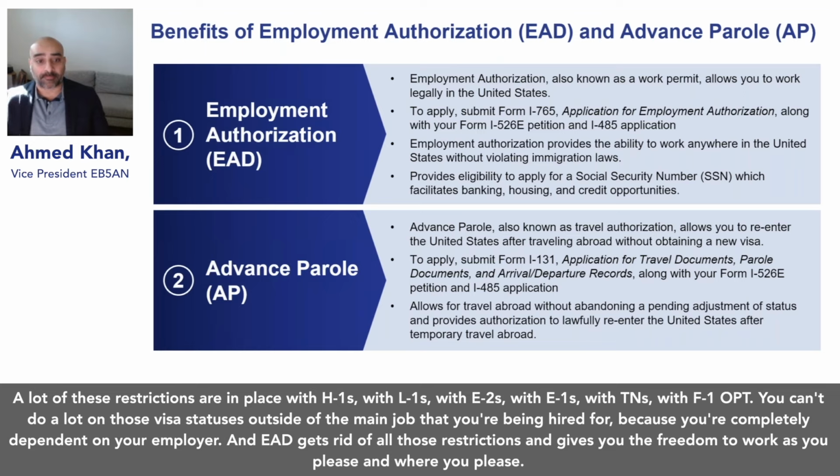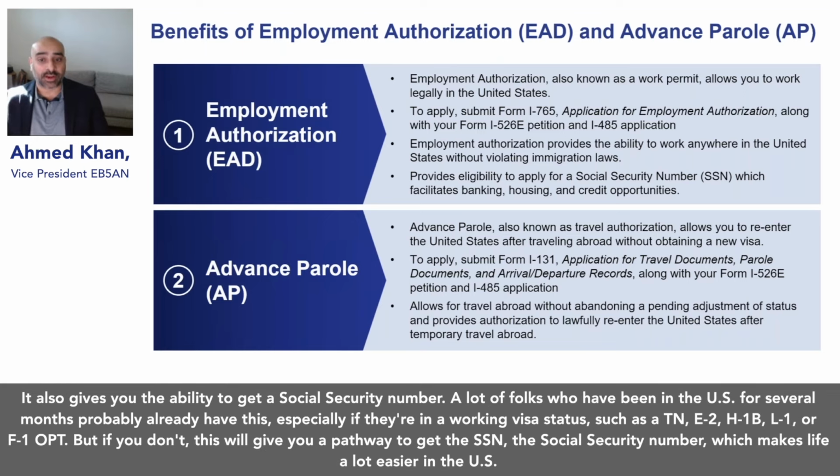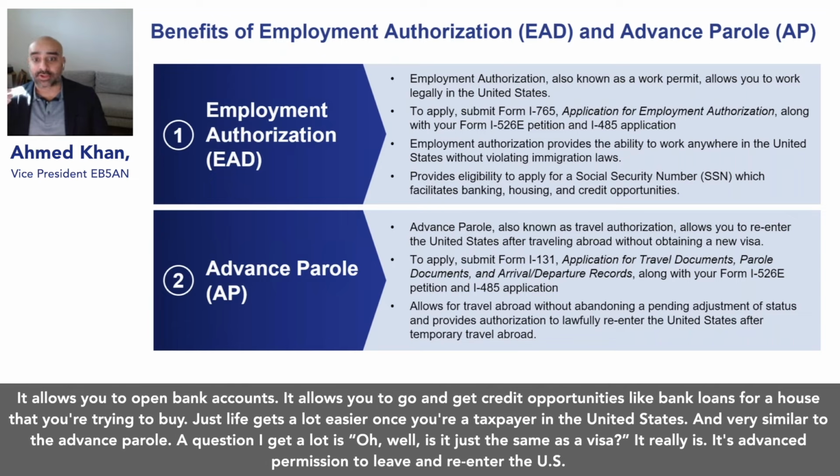It also gives you the ability to get a social security number. A lot of folks who have been in the US for several months probably already have this, especially if they're in a working visa status, such as a TN, E2, H1B, L1, or F1 OPT. But if you don't, this will give you a pathway to get the SSN, the social security number, which makes life a lot easier in the US. It allows you to open bank accounts. It allows you to get credit opportunities like bank loans for a house that you're trying to buy. Just life gets a lot easier once you're a taxpayer in the United States.